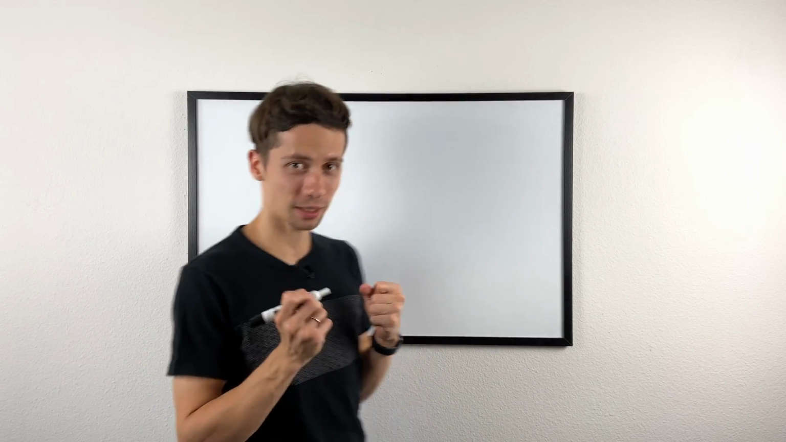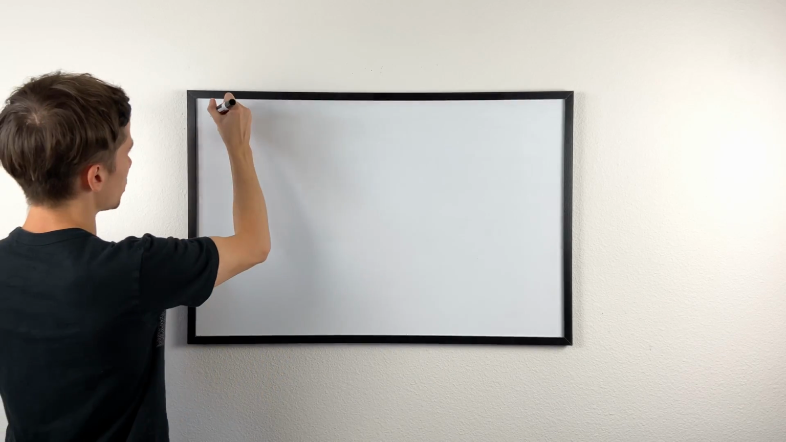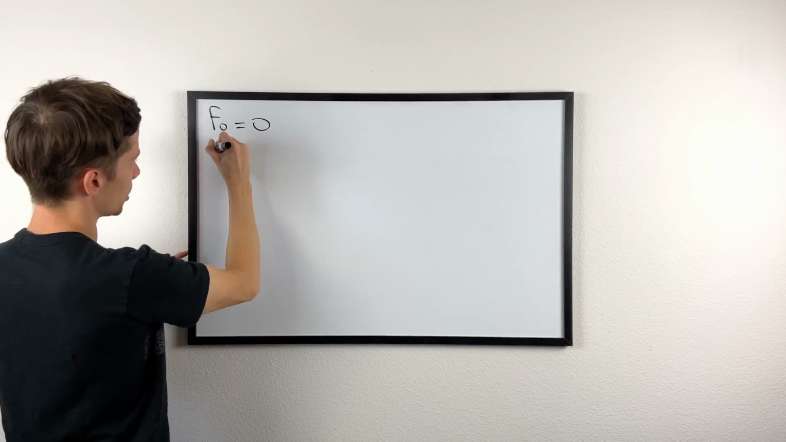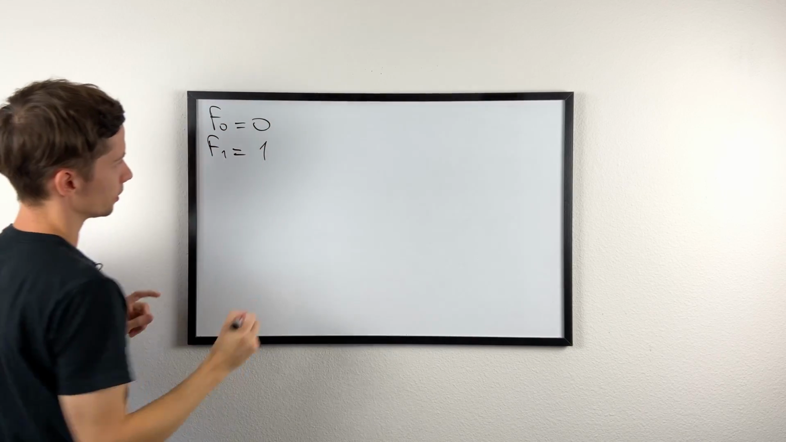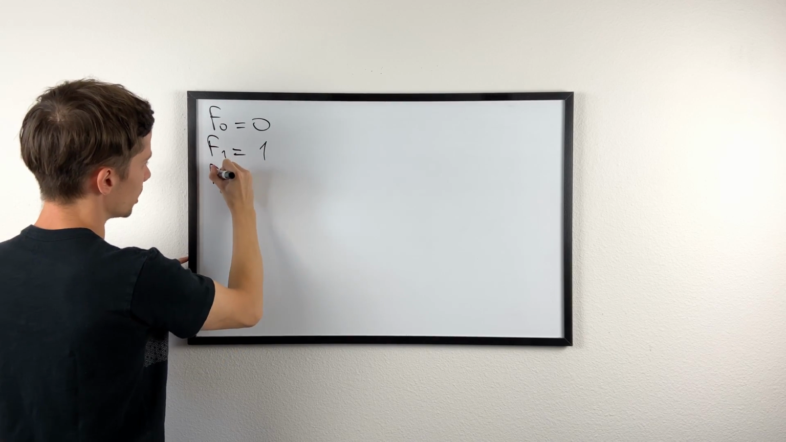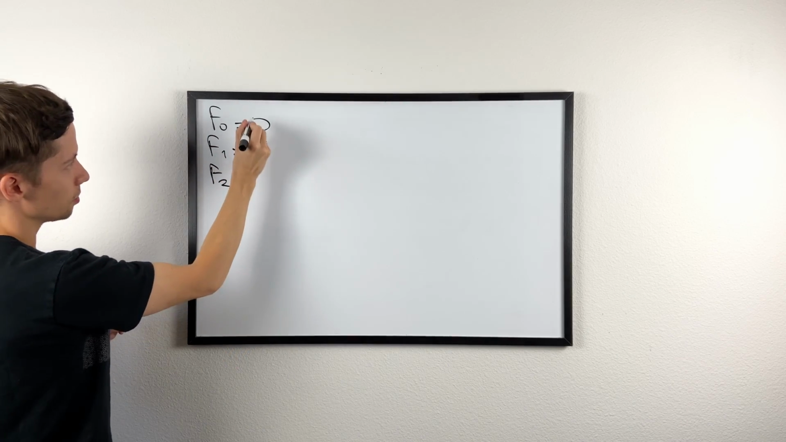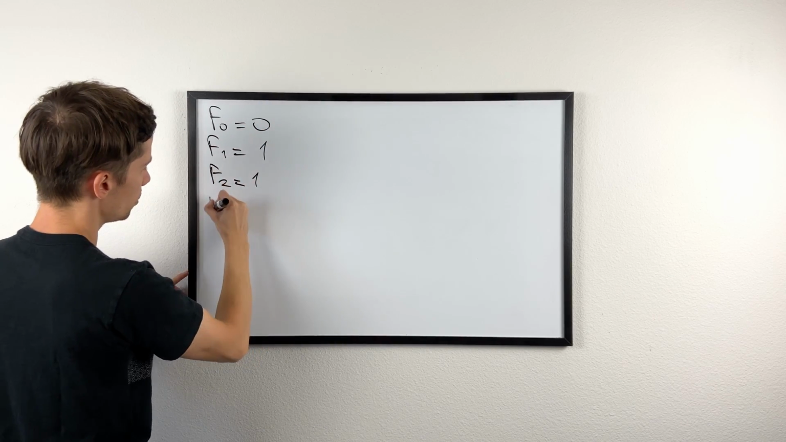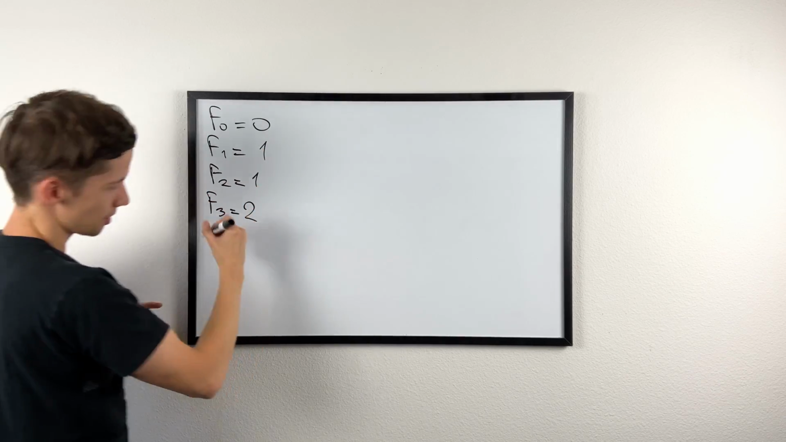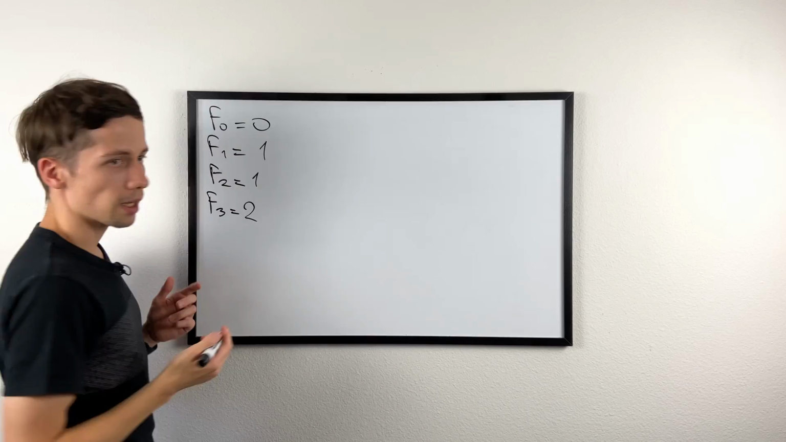What is a Fibonacci number? Every Fibonacci number is the sum of two previous Fibonacci numbers. By convention, 0's Fibonacci number equals 0. First Fibonacci number equals 1. And we can take it from here. So, for example, second Fibonacci number equals 1 plus 0, 1. Third Fibonacci number equals 1 plus 1, 2. And so on. You start to notice a pattern, right?